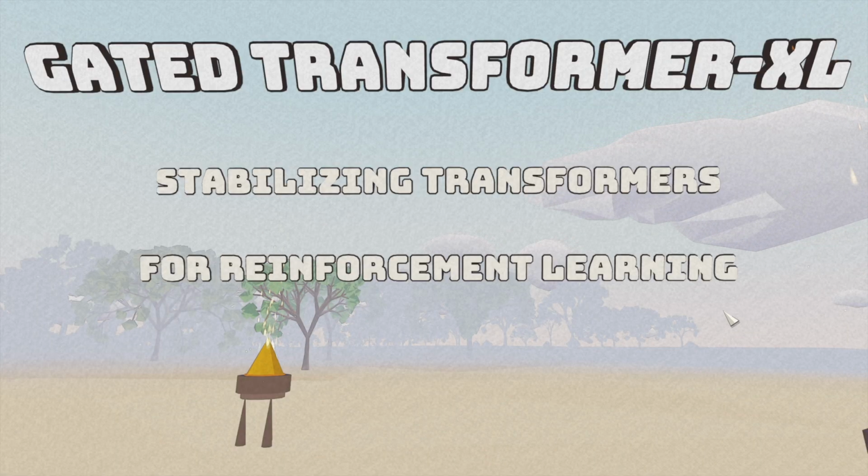Hello and welcome to a playthrough of Stabilizing Transformers for Reinforcement Learning by a team at Google DeepMind, published in 2019. Here we're building on top of a previous paper from the same year by also Google DeepMind and people at Carnegie Mellon on Transformer XL, TRXL.